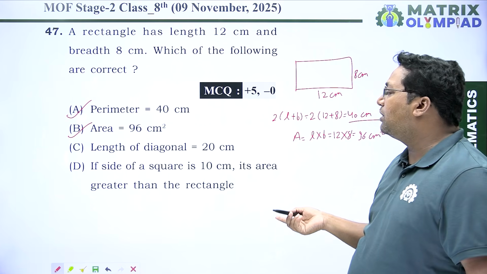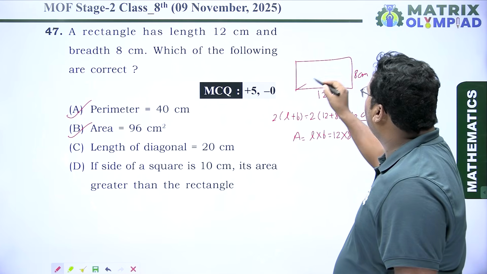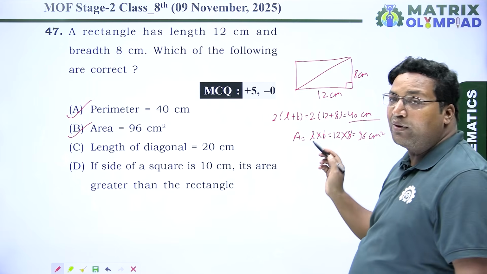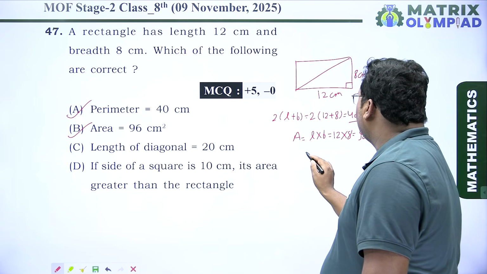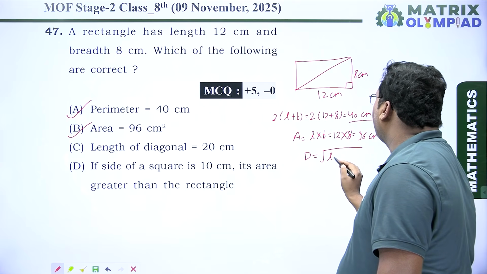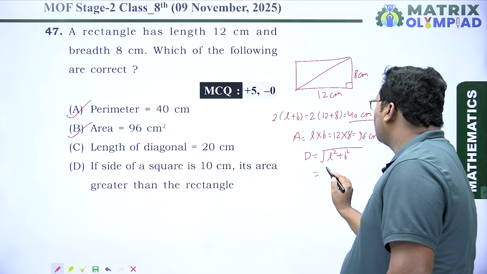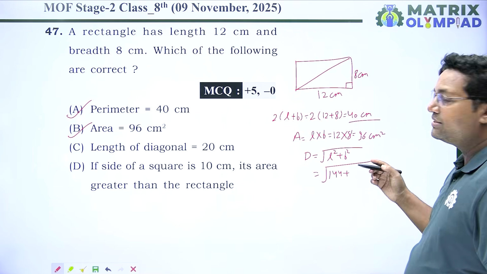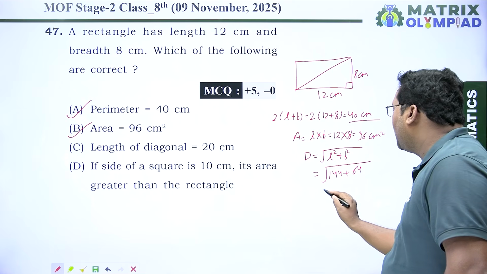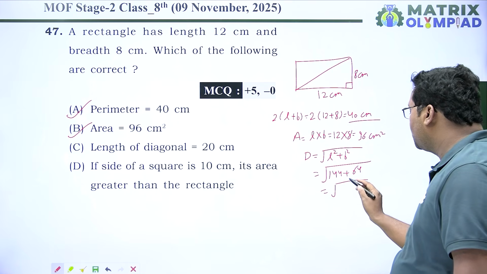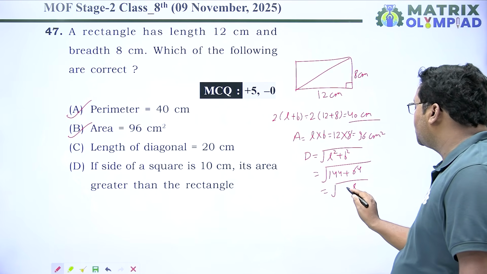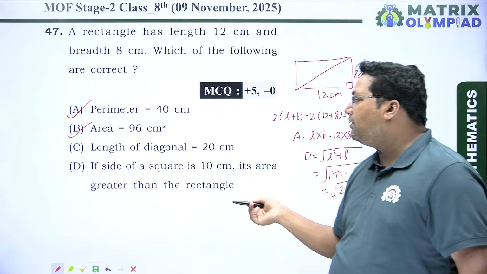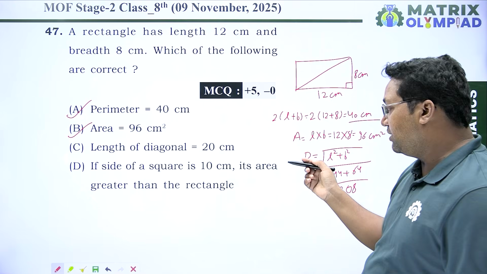Third is length of the diagonal is 20 centimeter. Here you can see it is a rectangle, so this angle is 90 degree. We have to apply Pythagoras theorem here. So diagonal D equal to under root of L square plus B square. Here L is 12, so 12 square is 144, breadth is 8, 8 square is 64, and 144 plus 64 is 208, so it is square root of 208, and it is given length of diagonal is 20 centimeter, so it is false.